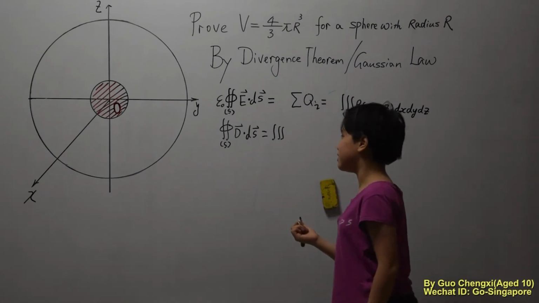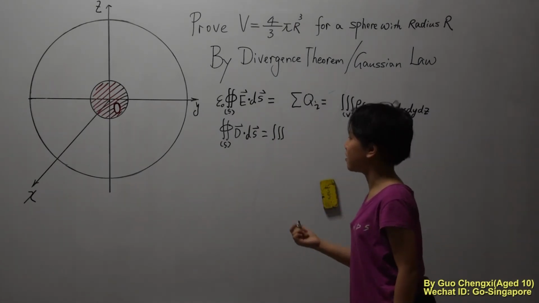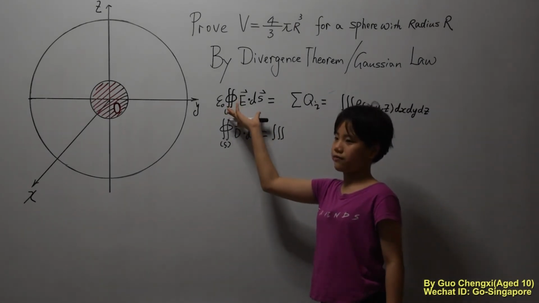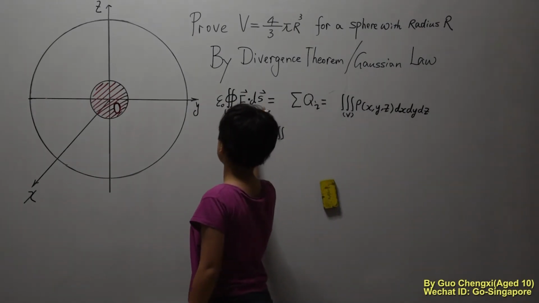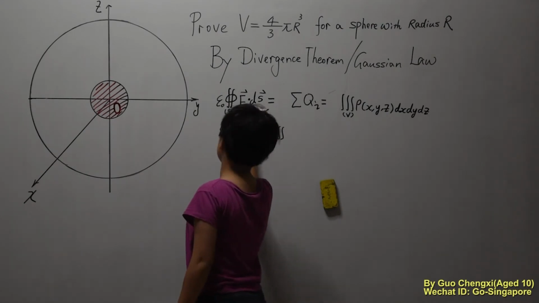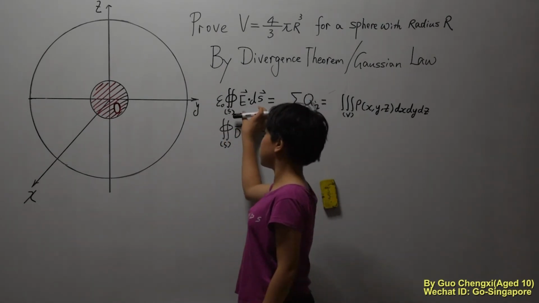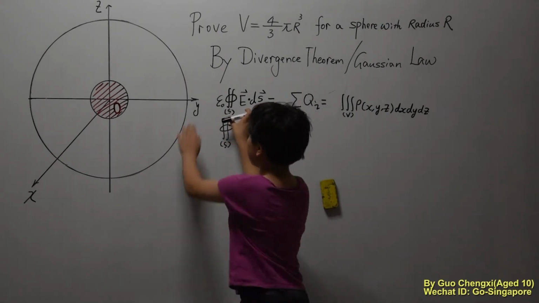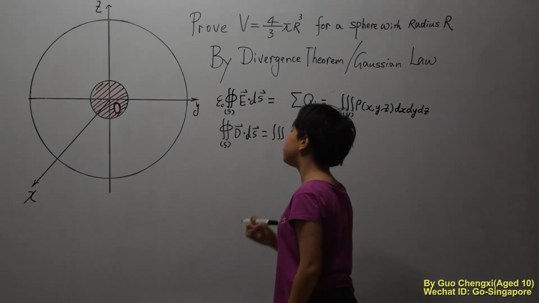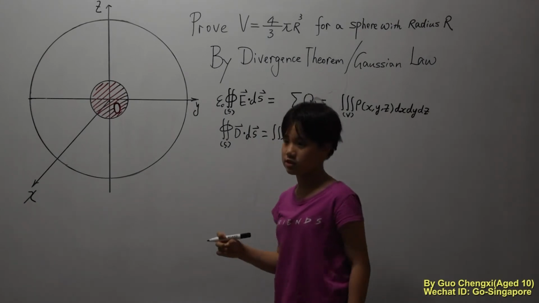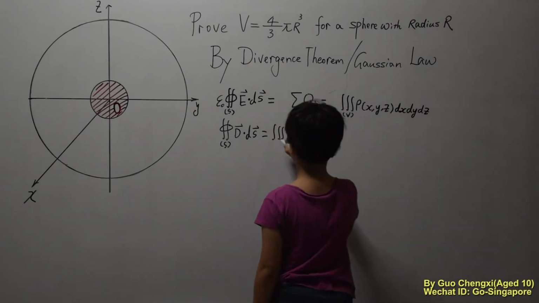Anyways, I didn't tell you about one thing. So what is this whole thing? First of all, this is basically the flux through the surface, through the Gaussian surface. And what is this part? Don't care about this, okay? This part is the total flux through the Gaussian surface.